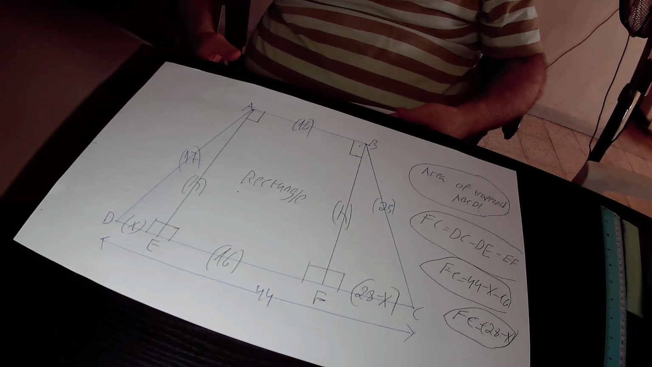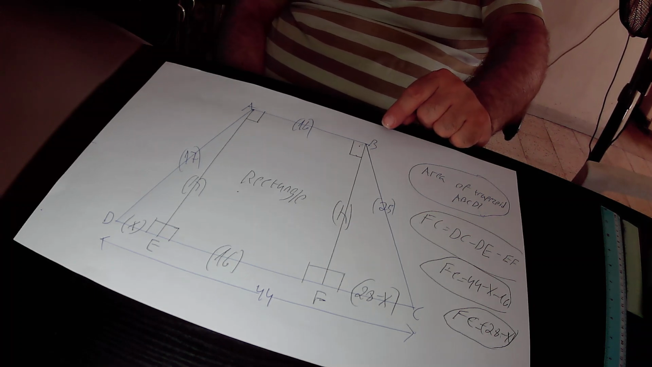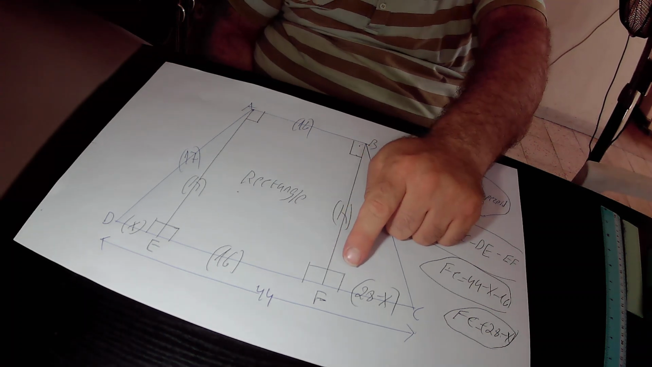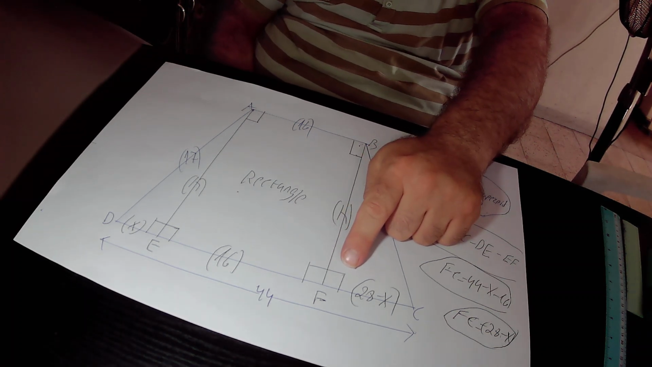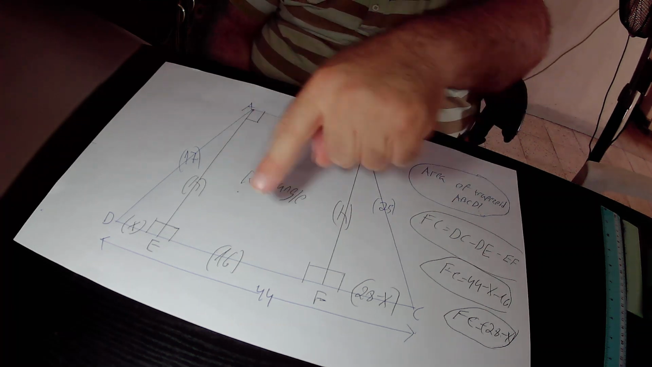In the next step, we did another construction. That is to say, from this point B, we draw a perpendicular on DC. So this angle equals 90 degrees, and this angle also equals 90 degrees according to our construction. We define the touching point of the perpendicular from point B on DC. This point is point F.